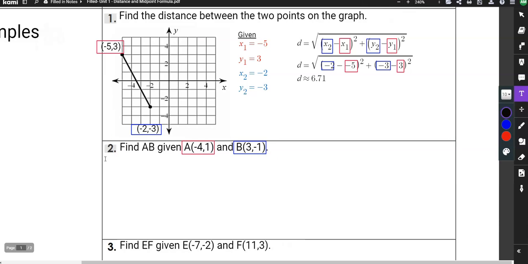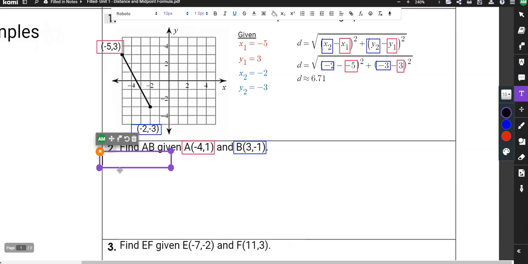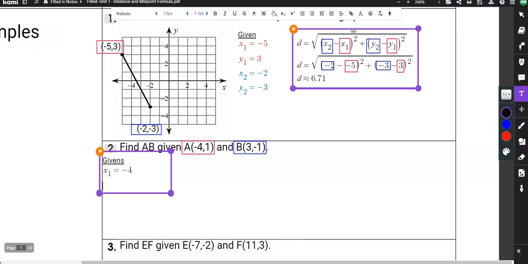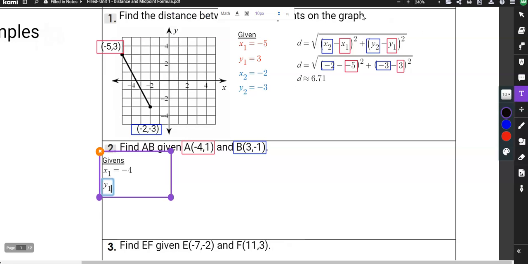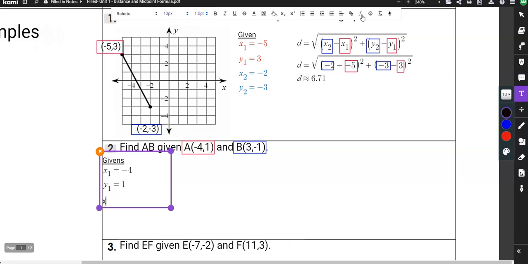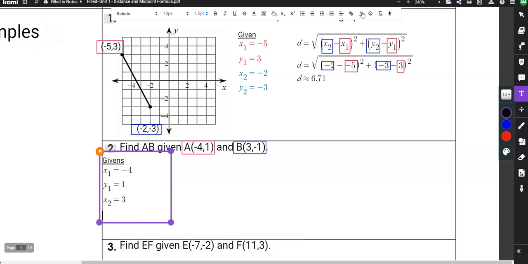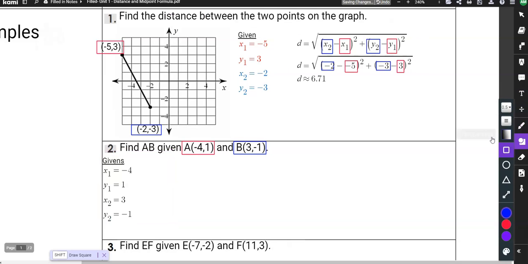All right. So the first thing we are going to do is, of course, list our givens. And then we're going to go ahead and use our formula tool. We're going to have x1 equal to -4, y1 equal to 1, x2 equal to 3, and then y2 equal to -1. I'm going to go ahead and box those in as well, same as I have been doing. So I'm going to do point 1, and point 2 is going to be blue.